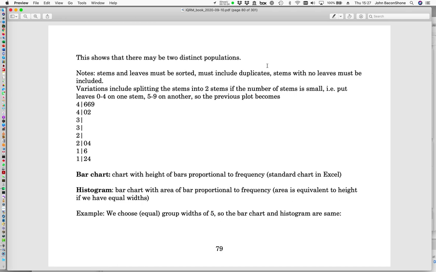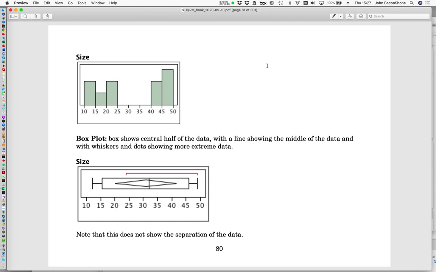So 32 essentially is the point that divides our data set into two, where we have half the data values below 32 and half the data values above 32. As we'll see in a minute, this is something we call the median.